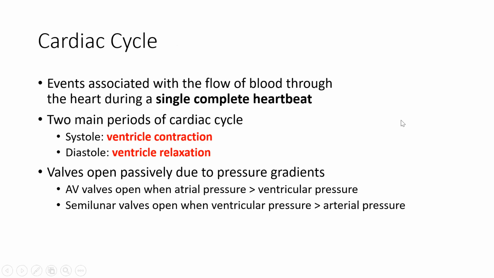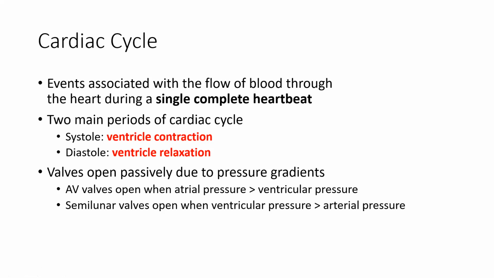So we start off with the cardiac cycle, really the events that are associated with the flow of blood through the heart within a single heartbeat. There are two main periods of the cardiac cycle. There's systole, which is ventricular contraction, and diastole, which is ventricular relaxation. So I mentioned this just now, right? We're really only focused on what's happening with the ventricles when we talk about these two main periods of the cardiac cycle, ventricular contraction and ventricular filling or ventricular relaxation.